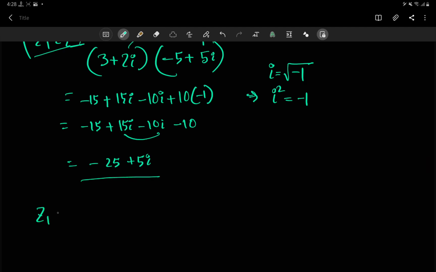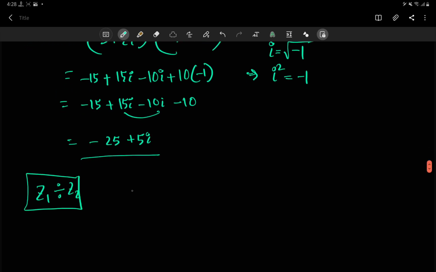And how do we divide them? Well, that's also quite simple. 3 plus 2i divided by minus 5 plus 5i. So what we do is multiply top and bottom by something called the complex conjugate. Okay, so that's going to be an important part of our circuit course. So how do we take the complex conjugate of something? Well, we just negate the imaginary part.